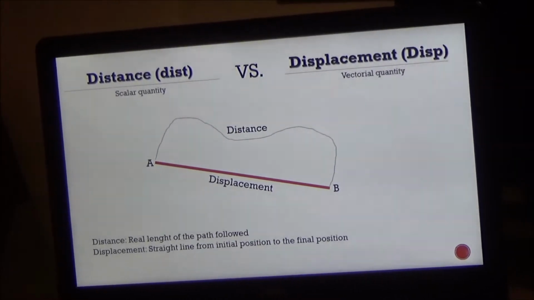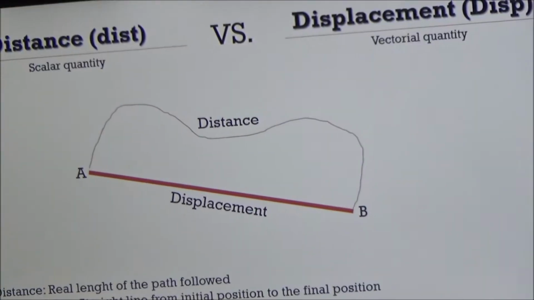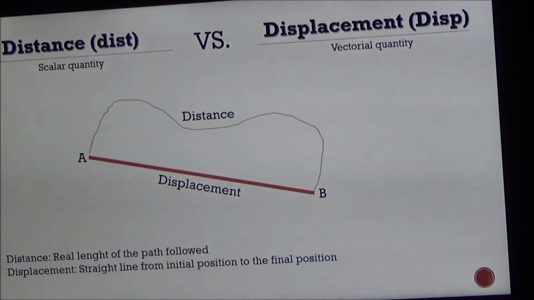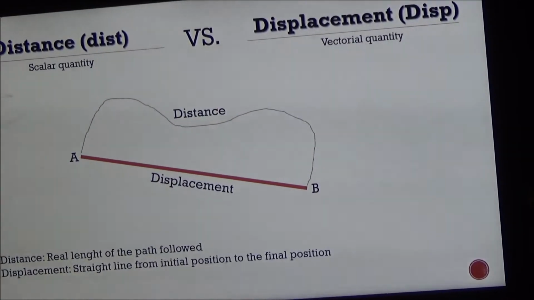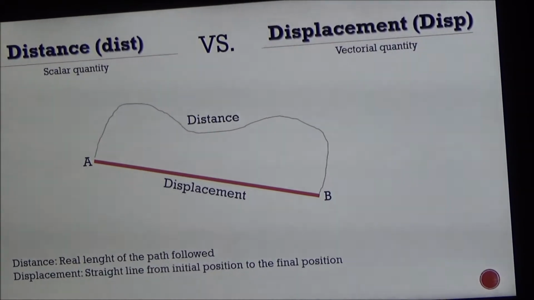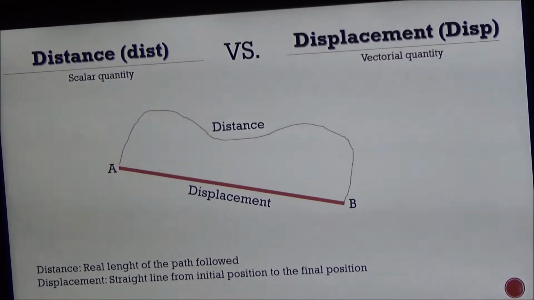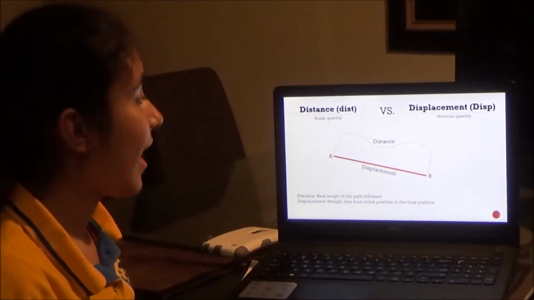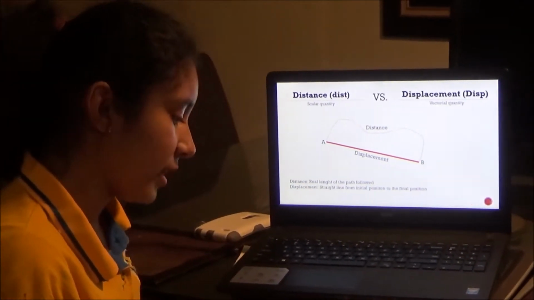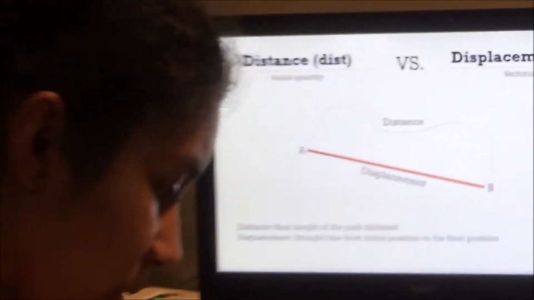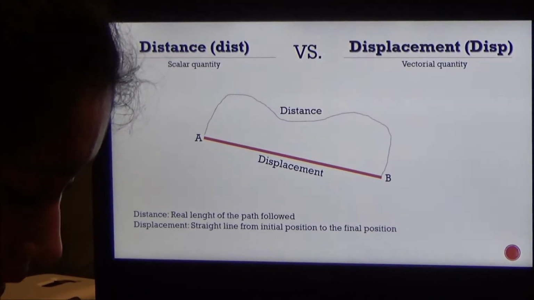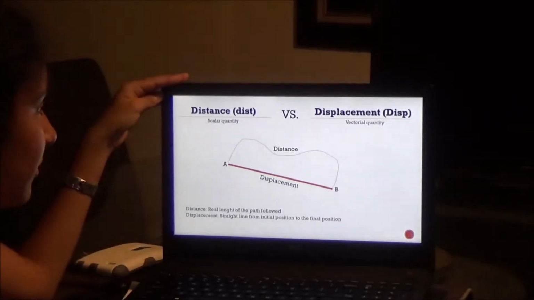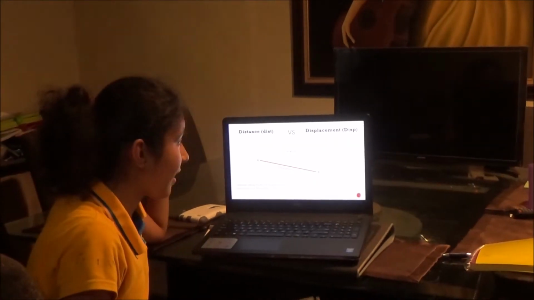Distance versus displacement. First up, we need to know that distance is a scalar quantity. But what is exactly a scalar quantity? According to the internet, it's any quantity that only requires a magnitude or size to describe it completely. And a vectorial quantity is any quantity that needs to be fully described by identifying its magnitude and direction. So, for scalar, we need magnitude, and for vectorial, we need magnitude and direction.